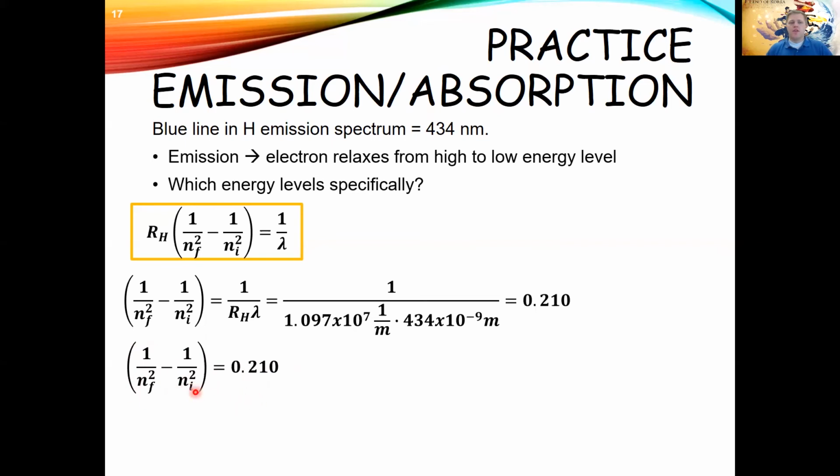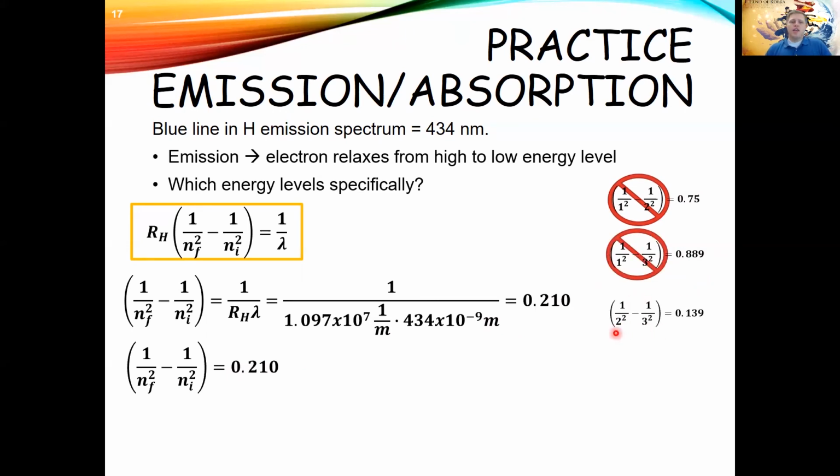I'm just going to try 1 and 2 first. So I've plugged in 1 for the final quantum number and 2 for the initial. When I work that math out, I get 0.75. That's not 0.210, so we know it's wrong. We'll try another set of values. We'll try 1 and 3. Well, that got us a bigger number. Now we're at 0.889. We're trying to get to 0.210, so we know those numbers are wrong.